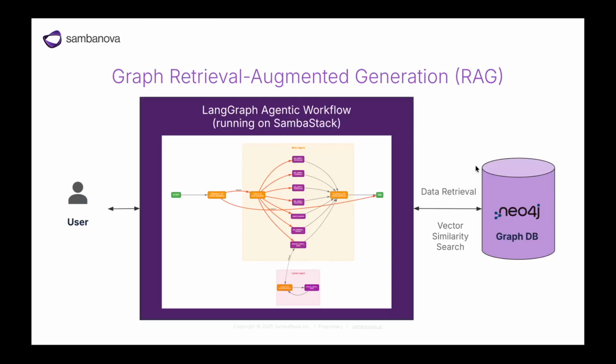In Graph Retrieval Augmented Generation, or GraphRAG, a user asks a question that is processed by an agentic workflow that accesses data in a graph database. In our application, the agentic workflow is built using LangGraph and runs on SambaStack, and the data is queried using Neo4j's Cypher graph query language, which might leverage node embeddings to perform vector similarity searches. I'll demonstrate that in a bit.